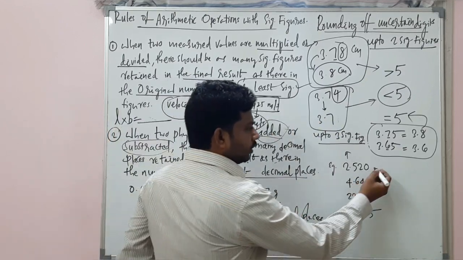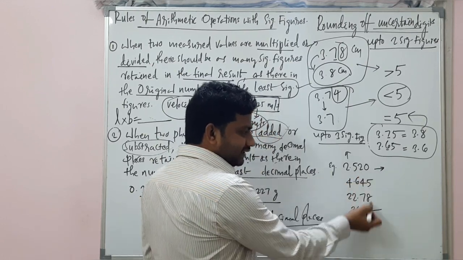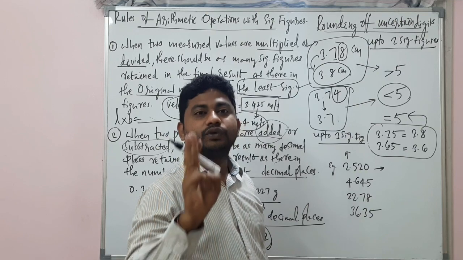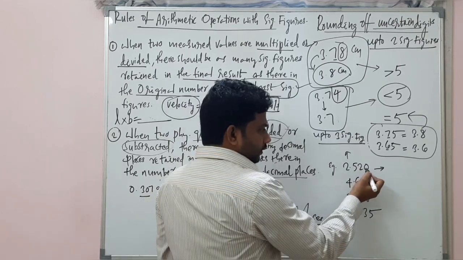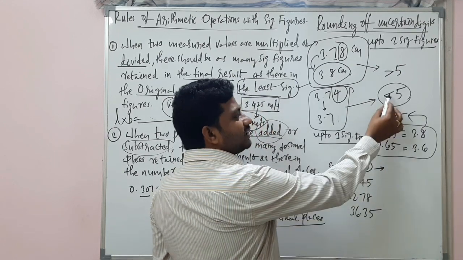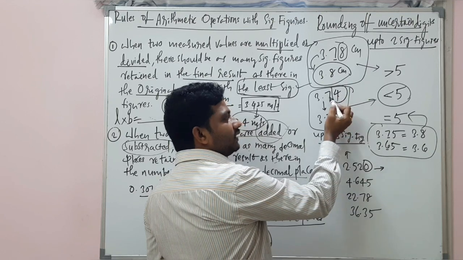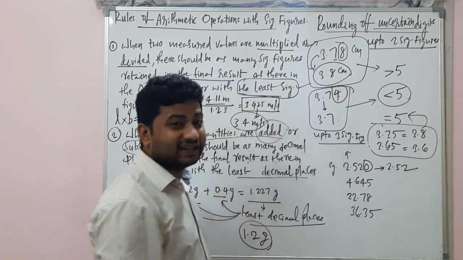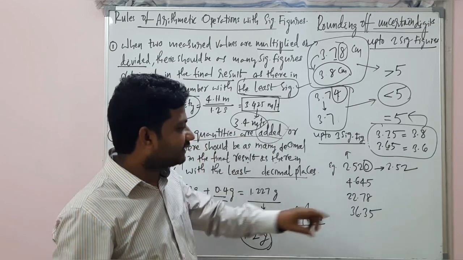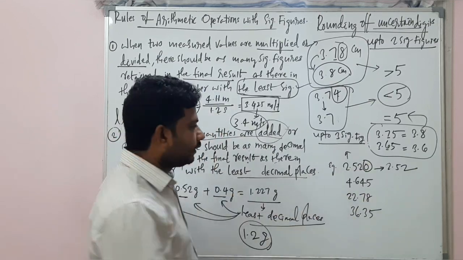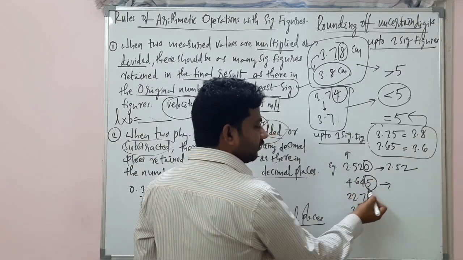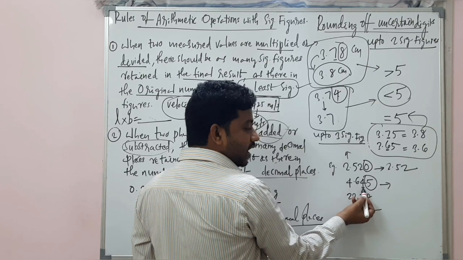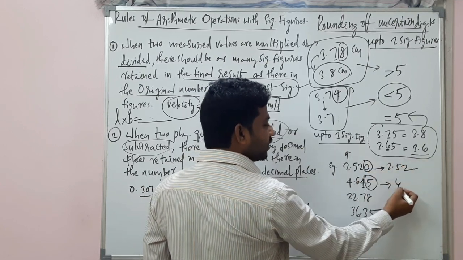Let's see. Last digit is uncertain here because we are going to round off the uncertain digits up to 3. Look at here. This 0 needs to be dropped and the 0 is less than 5. Less than 5 means just drop it irrespective of the preceding digit being even or odd. Just drop it. So 2.52 is the final value after rounding off to 3 significant figures. Let's see. 4.645. 5 needs to be dropped. When 5 needs to be dropped, you should see whether the preceding digit is odd or even. Here the preceding digit is even. If it is even, as it is, we have to write. That means 4.64.